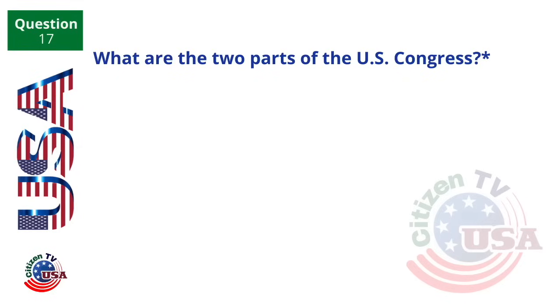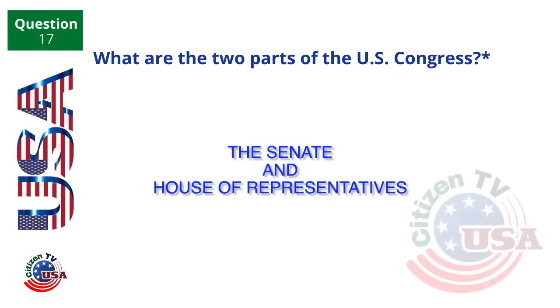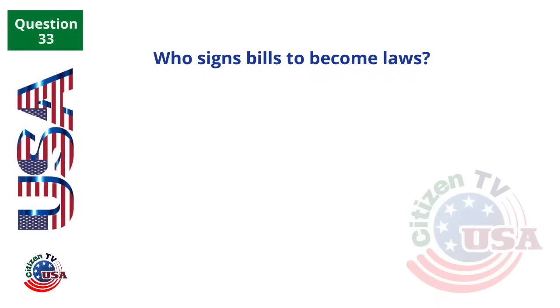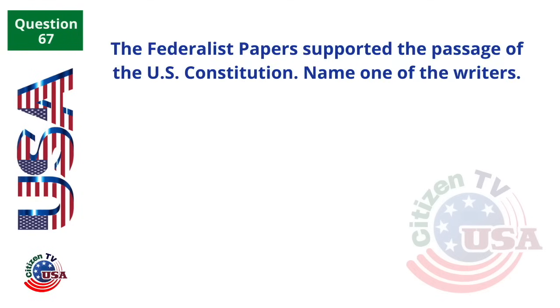What are the two parts of the U.S. Congress? The Senate and House of Representatives. Who signs bills to become laws? The president. The Federalist Papers supported the passage of the U.S. Constitution. Name one of the writers. James Madison.